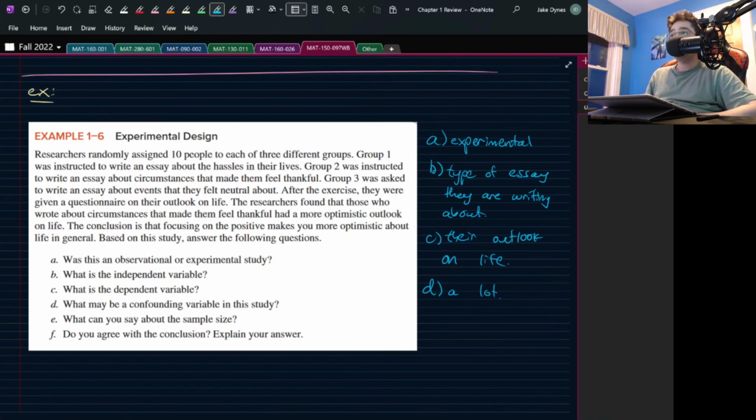Very, very many answers. What can you say about the sample size? The sample size, that's the total number of participants. Well, here it says he randomly assigned 10 people to each of 3 different groups. I hate the wording there, but this is 30. There's 10 in each group, so there's 30 participants.